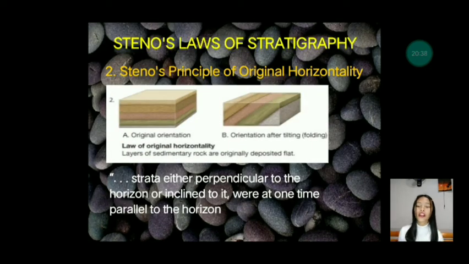Steno's principle of original horizontality: strata either perpendicular to the horizon or inclined to it were at one time parallel to the horizon. Steno reasoned that strongly tilted rocks did not start that way, but were affected by later events, either upheaval by volcanic disturbances or collapse from beneath by cave-ins.